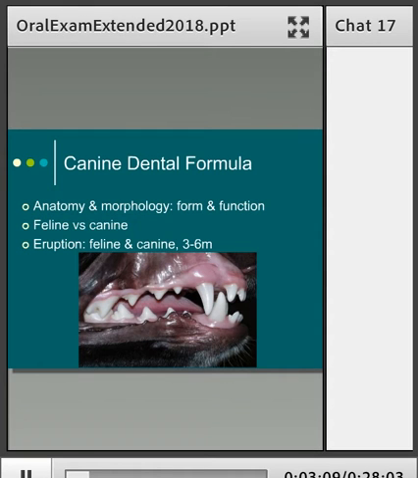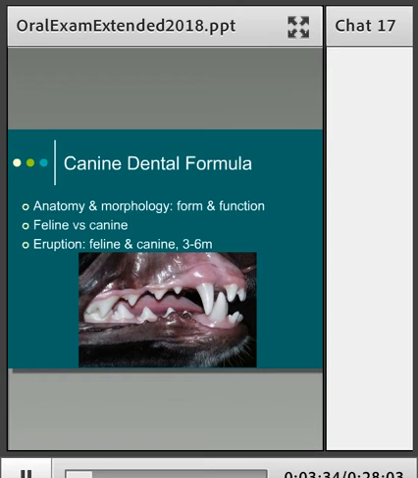So, first off then, canine dental formula. Of course, in both the cat and the dog, as well as other species, the shape and the form of the teeth is very much geared to function. So we're getting similar teeth, of course, in both cat and dog, but there are slight differences, and it's useful to know how many teeth we start off with.